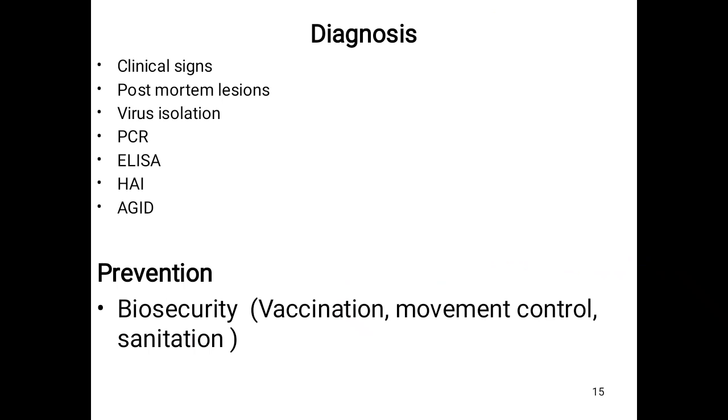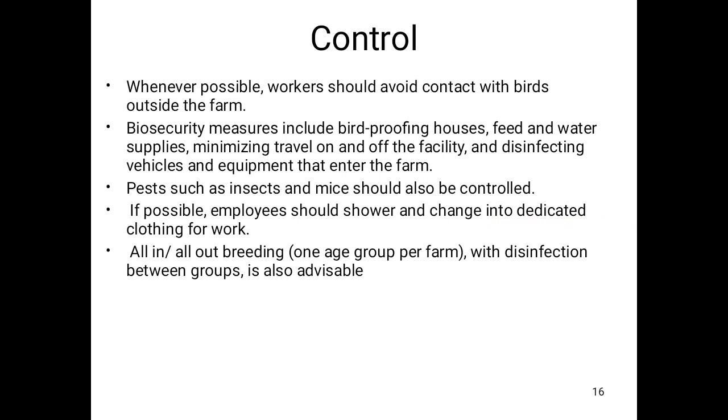We have virus isolation, so we isolate the virus, and then we can do polymerase chain reaction. We can do enzyme-linked immunosorbent assay. We can do hemagglutination. We can do AGID, which is agar gel immunodiffusion. And then for prevention of this disease, we do biosecurity. Biosecurity is where we vaccinate animals, we control movements and sanitation into the avian housing, or we control by use of water baths and everything else.